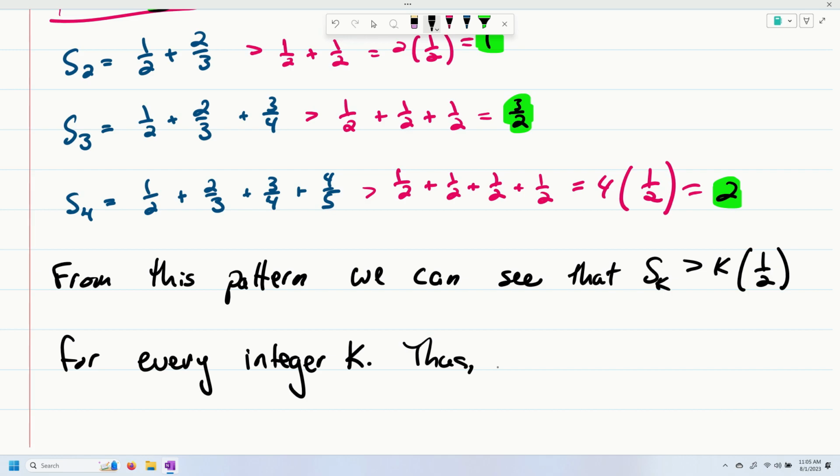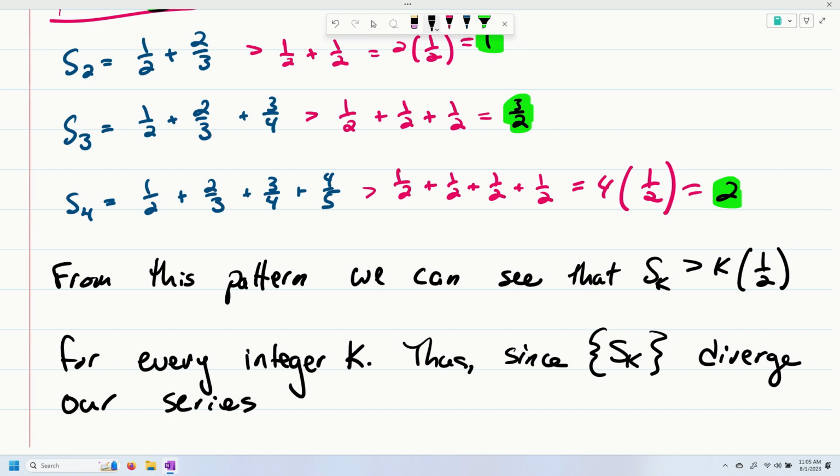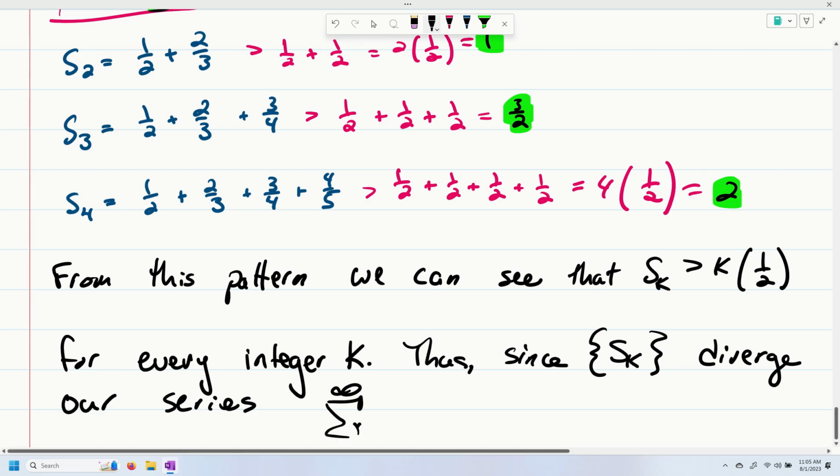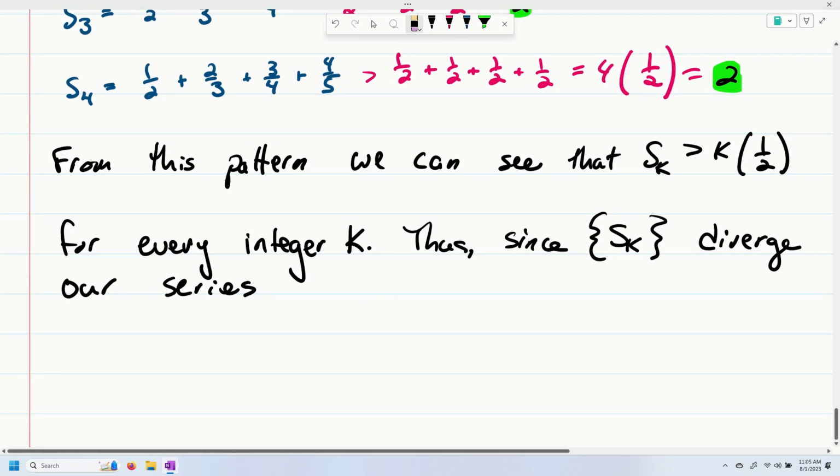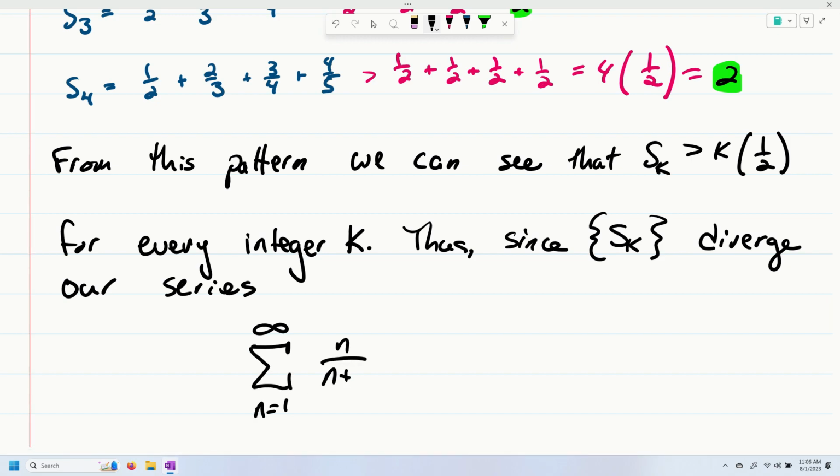Thus, since our partial sums diverge, our series, which I'm going to write right here, also diverges. And that's basically it. That's all you got to worry about.